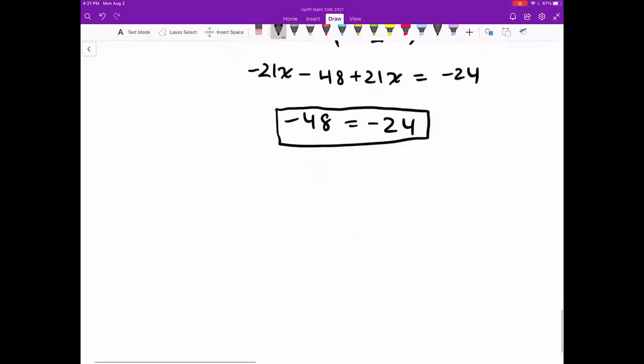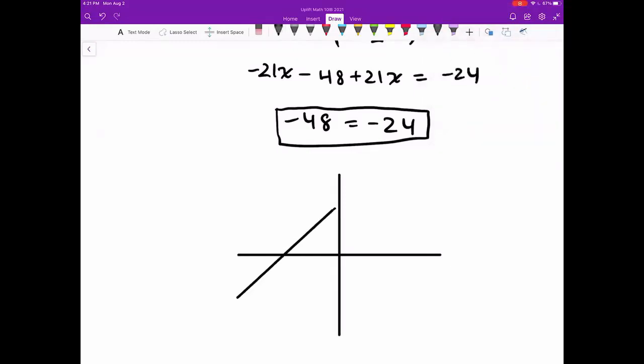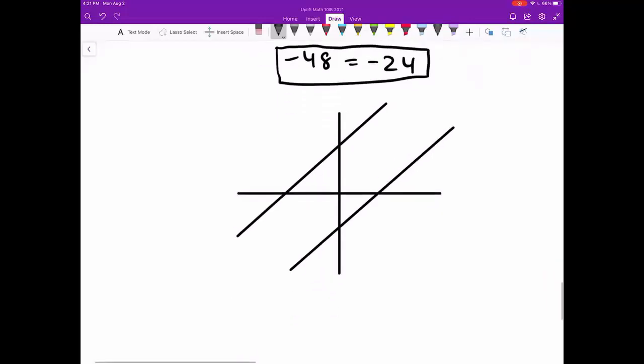What this will look like on a graph is that these two equations are parallel lines. So for example, they could be like this. Since they're parallel, there is never an intersection point between these two lines, which means an answer does not exist. So if there's never an intersection, then there's also never a solution.